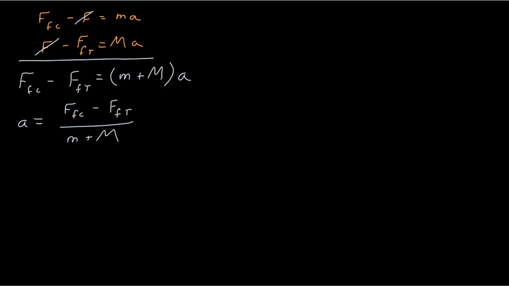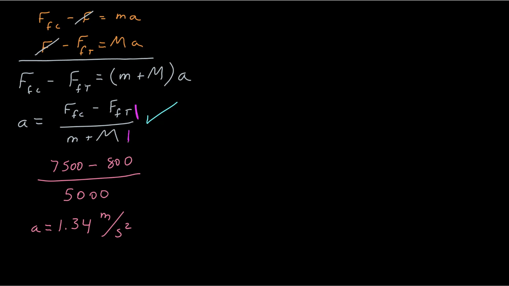And now, before I plug in any numbers, I want to know whether or not this makes sense. And it certainly does if I think about what this means physically. This difference is the difference between the frictional forces on the combined truck-car system. And this is the total mass of the truck-car system. And so the difference between the total forces would give me the total mass times the combined acceleration. That certainly makes sense. I can go ahead and plug in those numbers, and I get an acceleration of 1.34 meters per second squared.